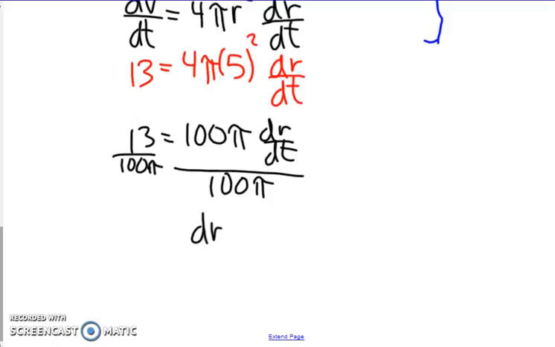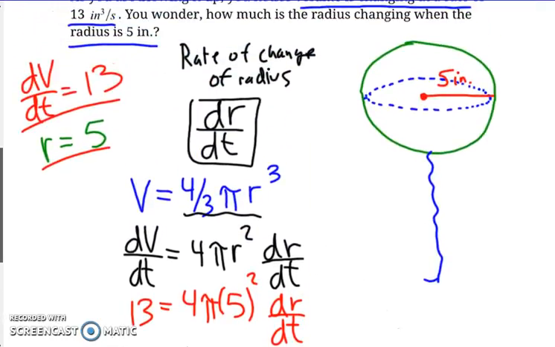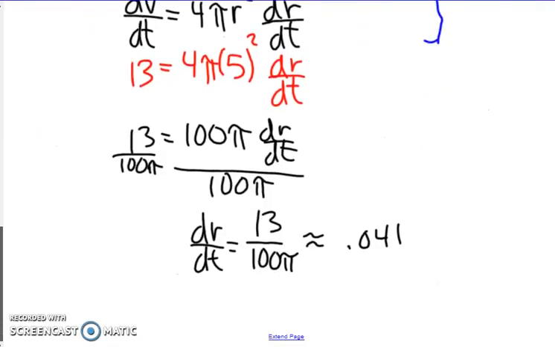dr/dt equals 13 divided by 100 pi. That's the rate of change of the radius: 13 divided by 100 pi. If you wanted to get a decimal, it's 0.041. And again, we're talking about the rate of change of the radius, and we're talking everything in inches. So it'd be 0.041 inches per second. That's the rate of change. That's the slope of the radius.